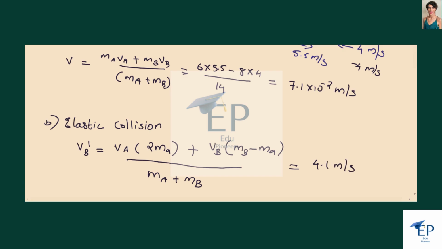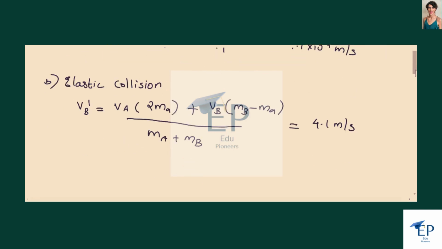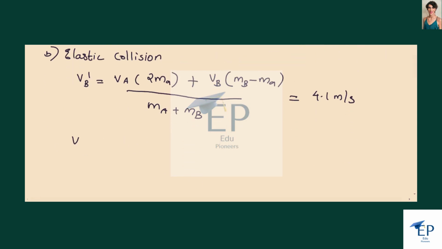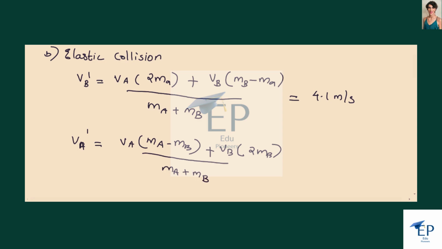meter per second. Similarly, the expression for Va prime from conservation laws is equal to Va into Ma minus Mb plus Vb into 2 times Mb, all divided by Ma plus Mb. We know the values and substituting it we will get minus 5.81 meter per second.